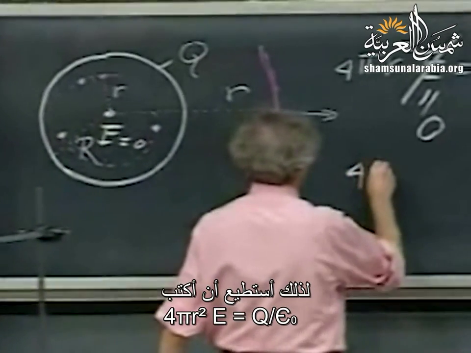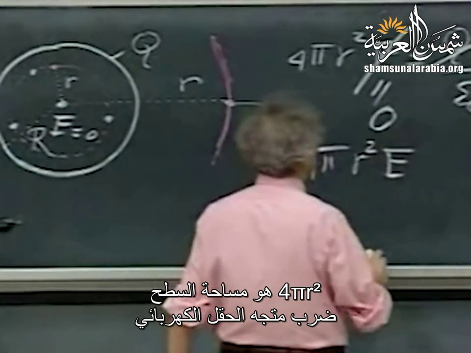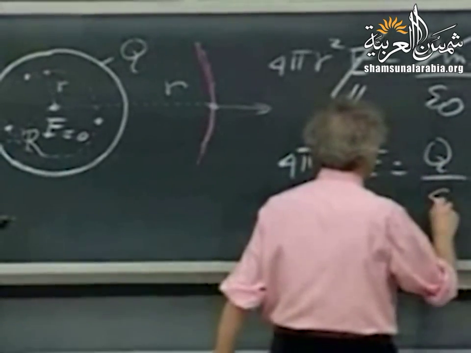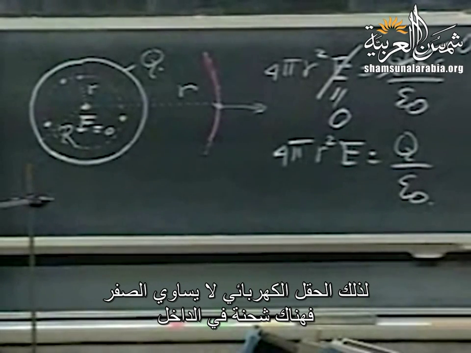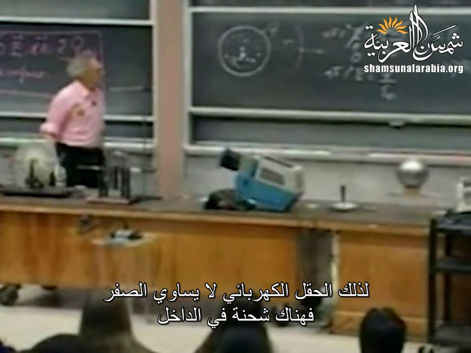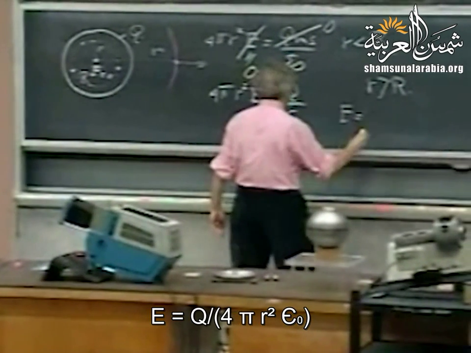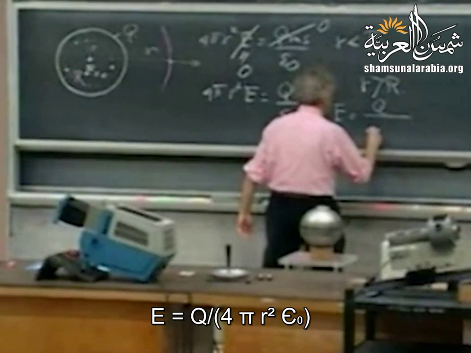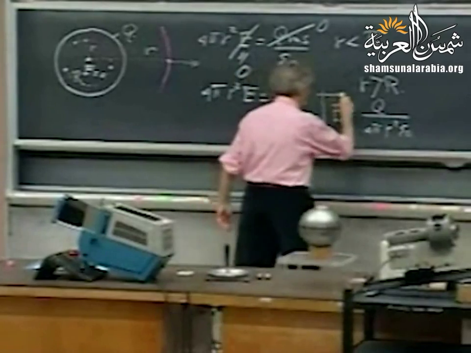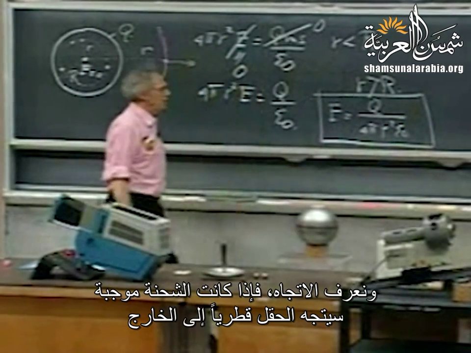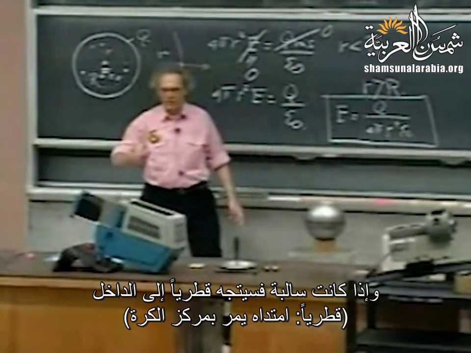So I can write down again that 4 pi r squared, which is the surface area, times the electric field vector, must be the Q inside divided by epsilon 0. But this Q is that Q. It's not 0. There is charge inside. And so now I know that the electric field E, in terms of its magnitude, is Q divided by 4 pi r squared epsilon 0. And we know the direction. If Q is positive, of course it is radially outwards, and if it is negative, it's radially inwards.